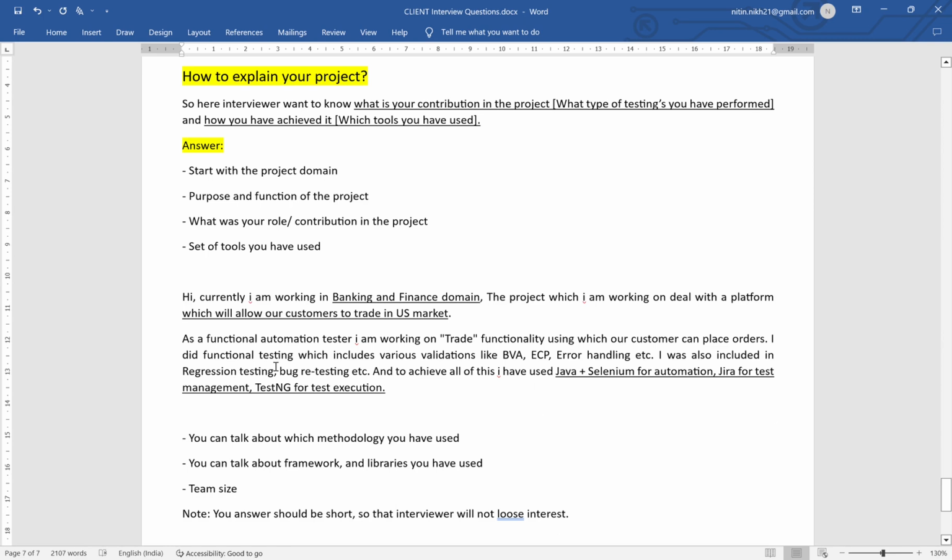I did functional testing, which includes various validations like BVA, ECP, error handling, database coverages, etc. I was also included in regression testing, bug retesting, etc. And to achieve all of this, I have used Java plus Selenium for automation, Jira for test management, TestNG for test execution. So here we have mentioned what type of testings you have performed or were included in. At the same time, we have also mentioned which technology stack you have used.